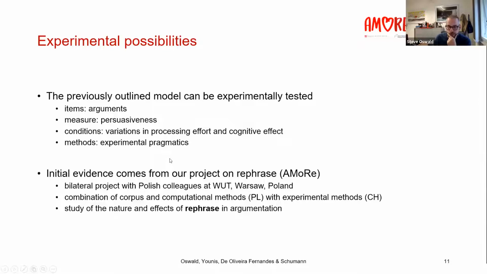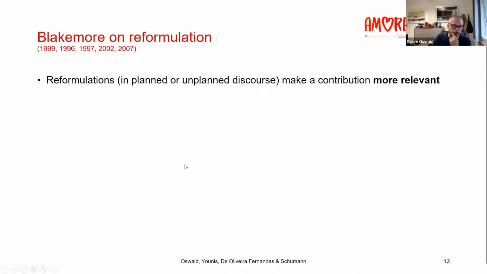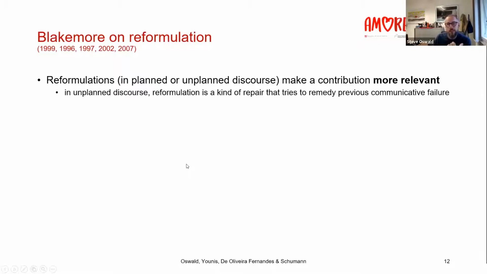study rephrase in argumentation. So here, let me take you back to the work of Diane Blakemore on reformulation, because she was the one to talk about similar phenomena within the RT framework. According to Blakemore, reformulations in planned or unplanned discourse make a contribution more relevant. When it's unplanned, it's a kind of repair that tries to remedy previous communicative failure. Something like, I want to see my uncle, I mean my cousin. The second segment is reformulating the first as a correction, and in that sense, it gains relevance, because it's said to better represent the speaker's meaning.